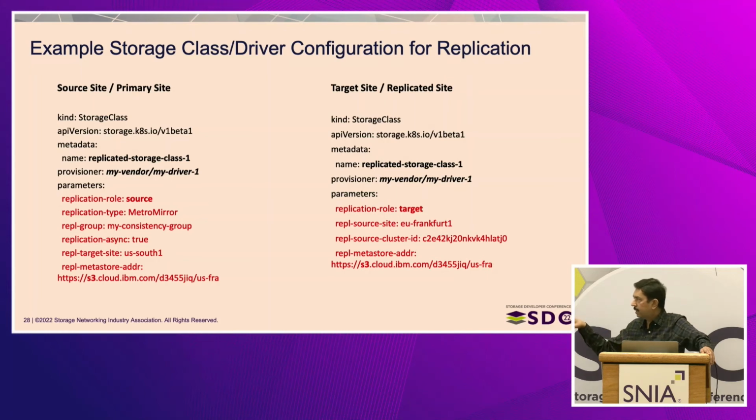And on the target side, same stuff, but the role is now target. And we're just telling what is going to be the source. And same metastore, right? So this is the twist here, that you have the same driver, but it has different roles on the source and the target.